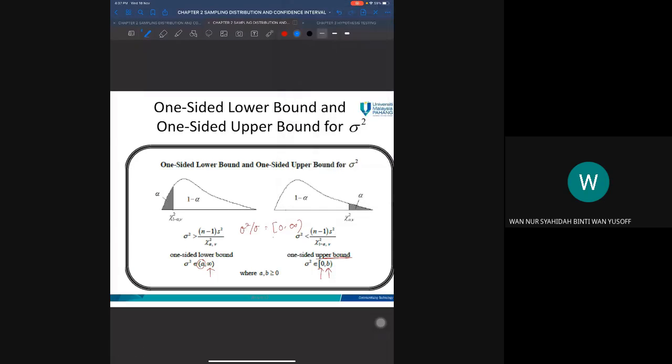For the one-sided confidence interval, the variance cannot be a negative value, which was already discussed in chapter 1. So your sigma or sigma square starts from 0 to infinity. When we calculate the lower bound, the upper bound is automatically equal to infinity. When we calculate the upper bound, the lower bound is automatically equal to 0.